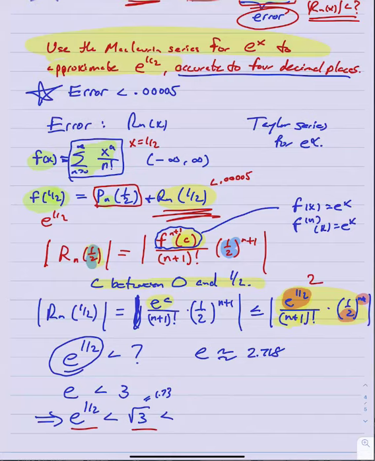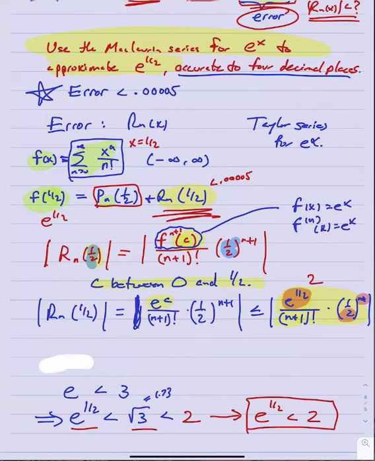If e to the 1/2 is less than the square root of 3, the square root of 3 is definitely less than 2. I don't have to do any hocus pocus to have an easy upper bound estimate that says e to the 1/2 is less than 2. And by choosing that one, notice what we get now.